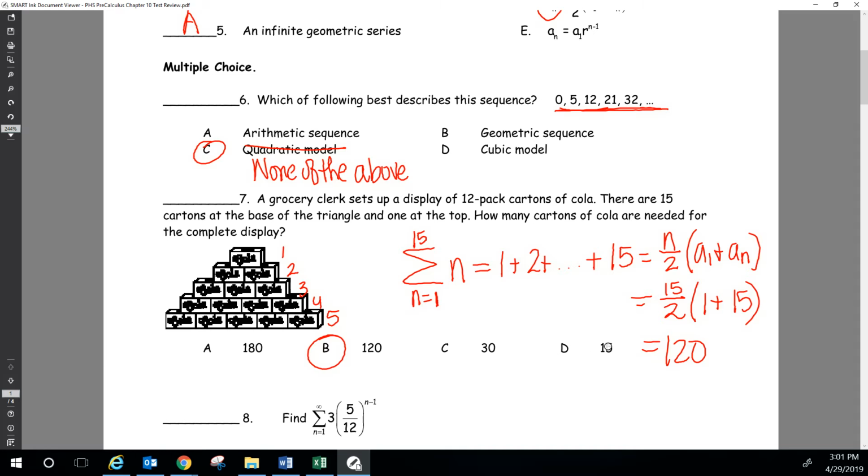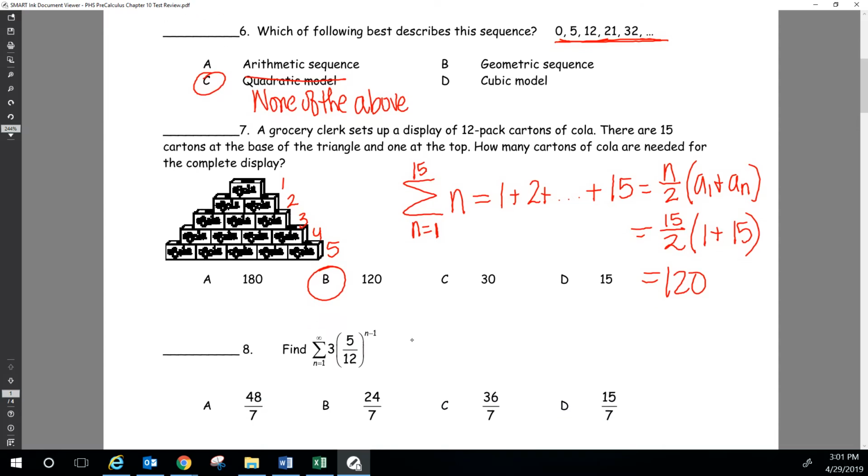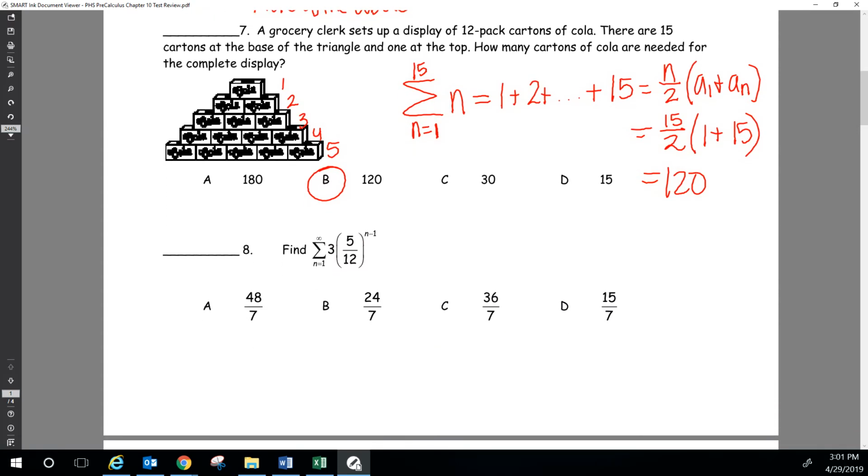So you can easily eliminate these guys, so it kind of narrows it down for you. But this is the math you would do to find which one it is. All right, 8 is an infinite series. How do I know it's an infinite series? Because of that infinity symbol at the top of my sigma notation there.